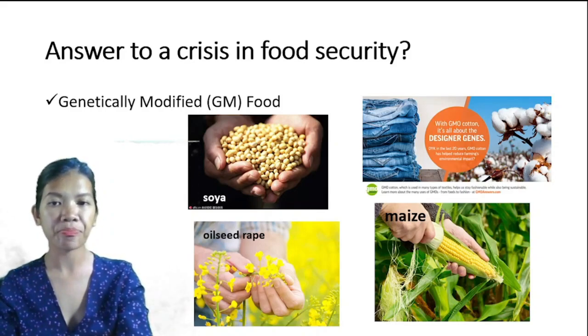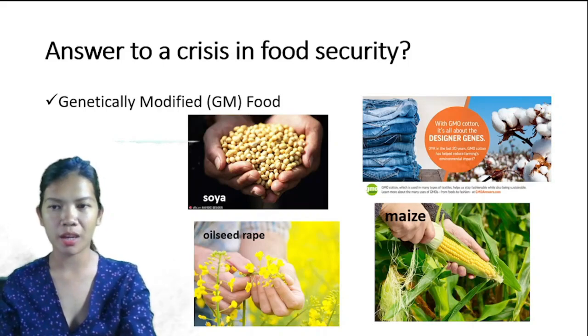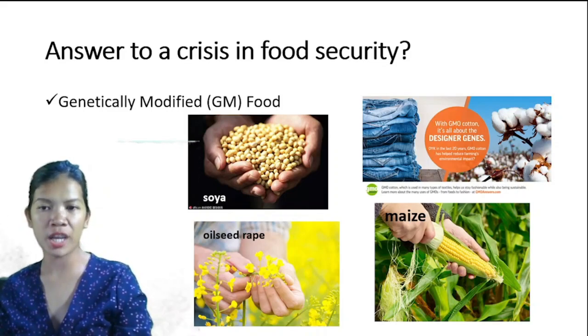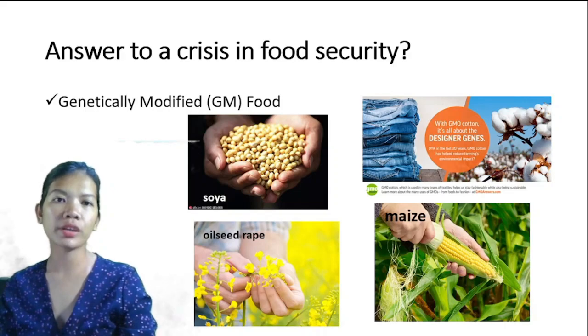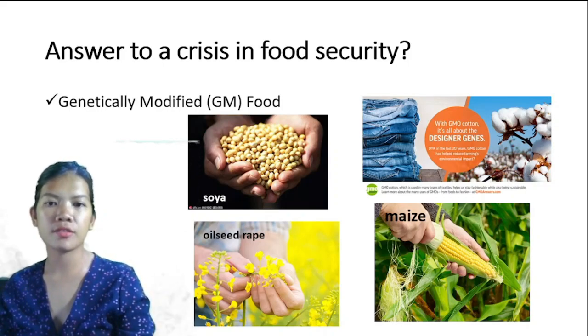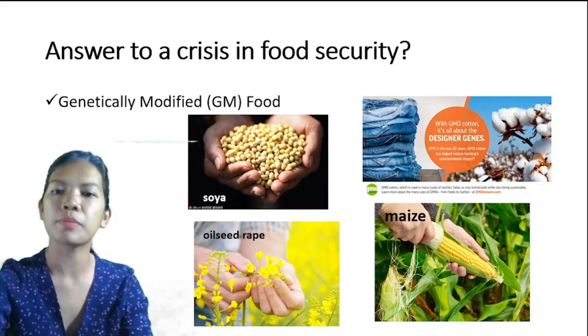So this GM crop development is driven by the commercial interests of US and European companies. Some of the major genetically modified crops currently grown are soya, oilseed rape, cotton, and maize, which are designed to support the food and textile industries of the developed world. And there is currently little GM research and development by private companies on staple food crops vital to the developing countries.